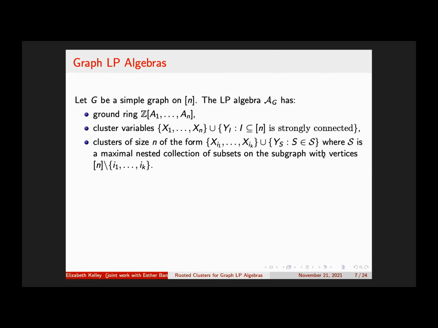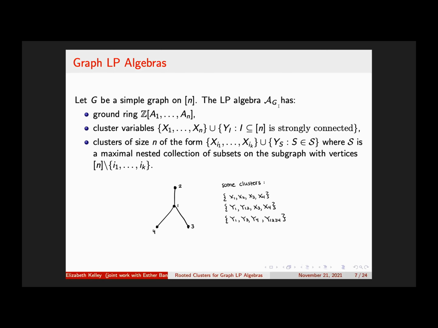And then the vertices that appear in those subsets can't appear as subscripts of x variables. So it might not be immediately clear just from looking at the definition, but this will give us also a unique way that we can swap out variables when we mutate in each direction.